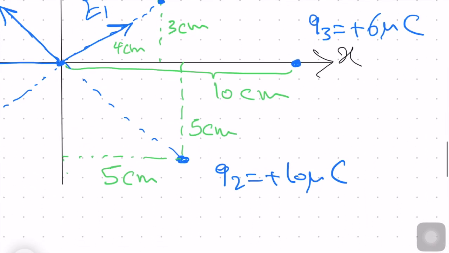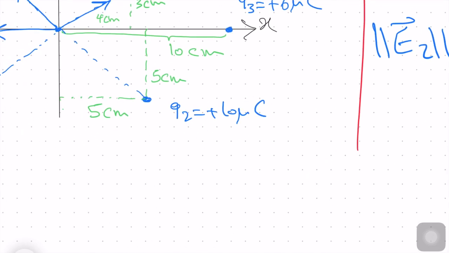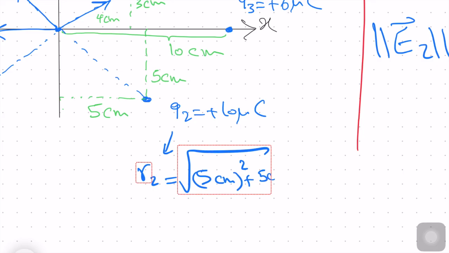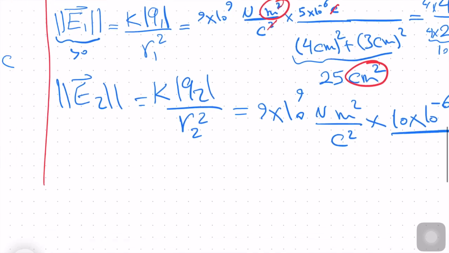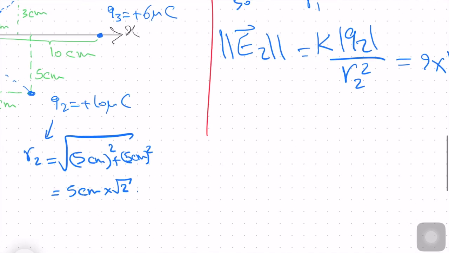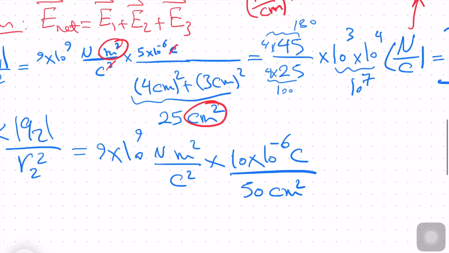Now let's think about the distance. Charge 2 is located at the coordinates 5, minus 5. So the distance, R2, is square root of 5 centimeter squared plus 5 centimeter squared, which is just 5 centimeter multiplied by root 2. Okay, so R2 squared is just 50 centimeters squared.